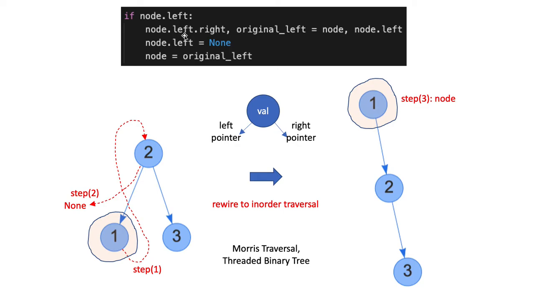So first we look at the left child and the right pointer of this left child. We want it to point to the original node. And then we also keep where the left child is pointed, the left child in its original left variable. Second, we point the left pointer of this original node to none. Third, we have the node point to this original left. After these three steps, we have a new arrangement that will give us an in-order traversal.